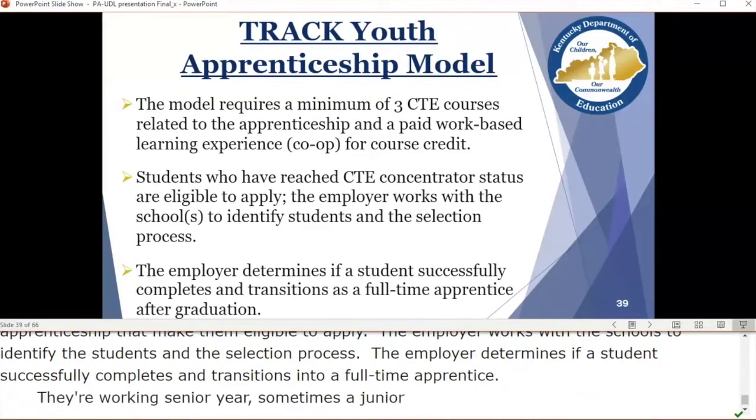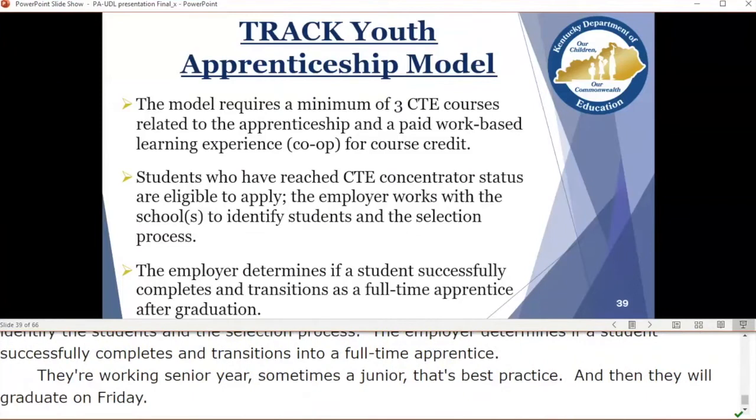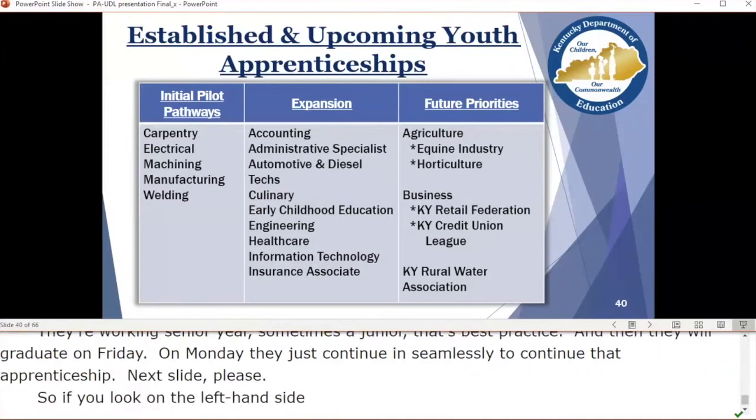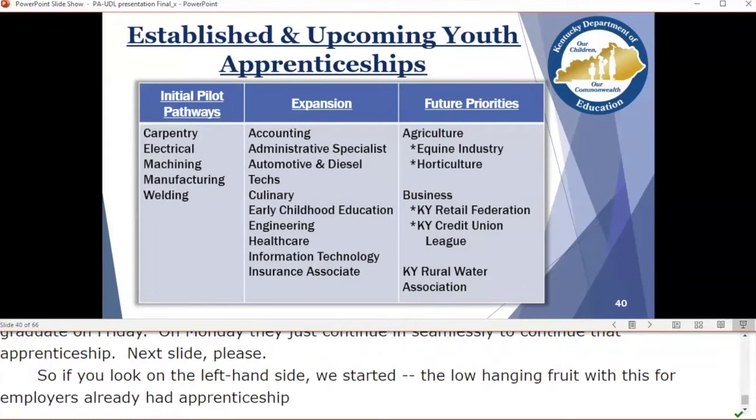And then they will graduate on Friday, and on Monday, they just continue in seamlessly to continue that apprenticeship. Next slide, please. So if you look on the left-hand side, we started with the low-hanging fruit, where employers already had apprenticeship programs. So that's your skilled trades and your manufacturing, because there's sale jobs with this program.